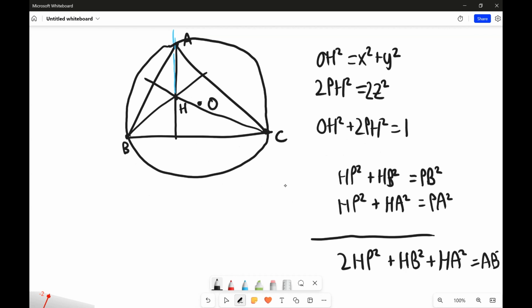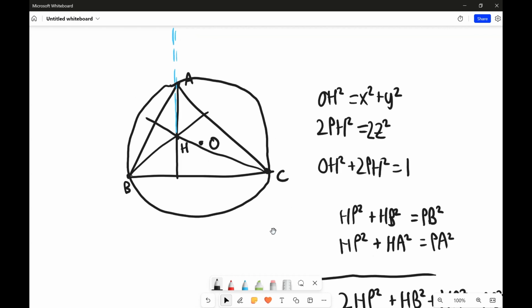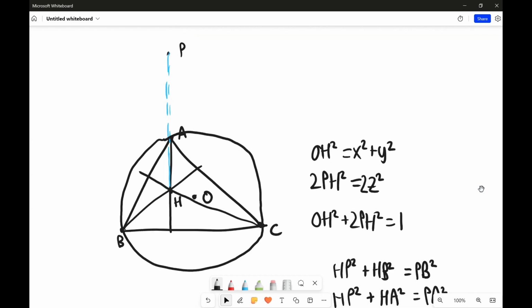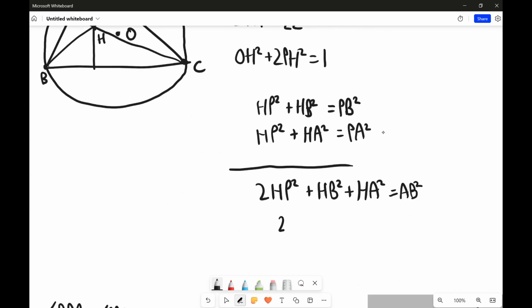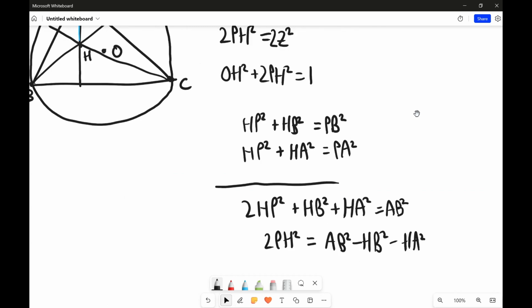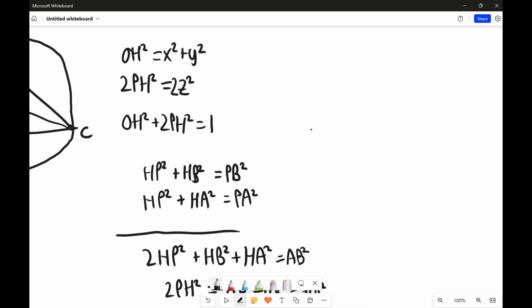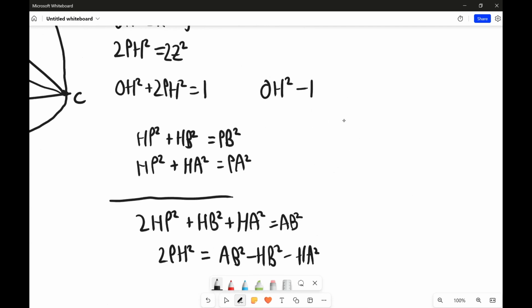AB squared, because AB squared is equal to PB squared plus PA squared, because it's a right angle. And solving for 2PH squared, we get 2PH squared is equal to AB squared minus HB squared minus HA squared. Plugging back into this, we reduce it to showing OH squared minus HB squared minus HA squared plus AB squared is equal to 1.